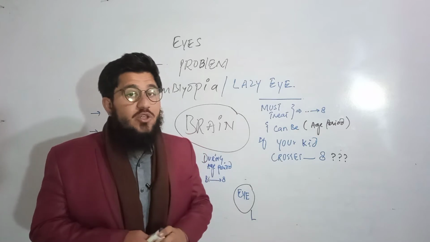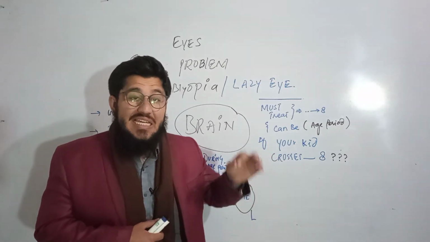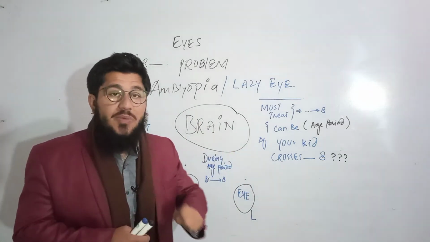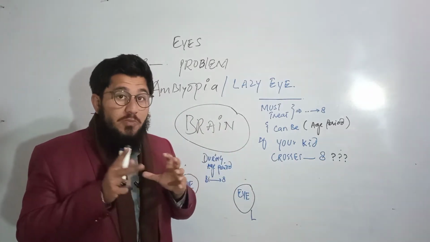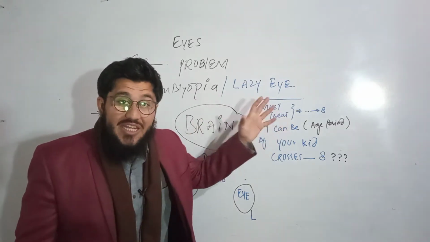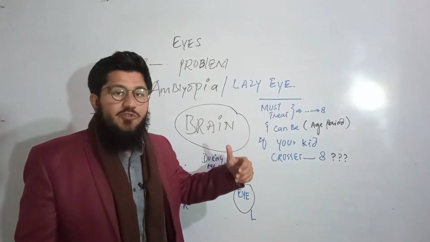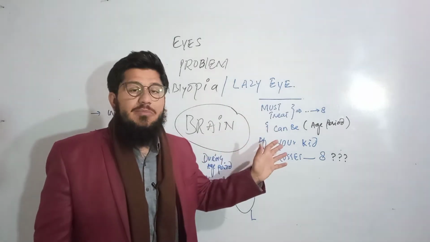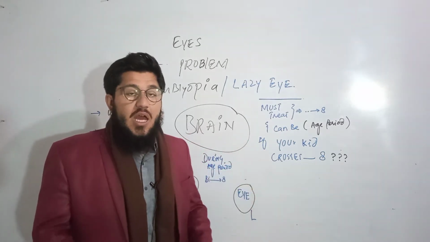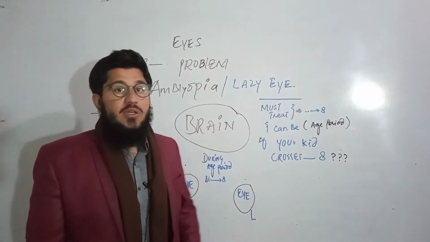Okay, as your kid crosses this particular age limit, that is 8 years, then this particular problem is no more gonna be solved. Okay, so you must solve this problem before this particular age, that is 8 years. And there are some chances if your kid crosses this particular age limit up till 18, and then after that it is approximately impossible to treat this particular problem.